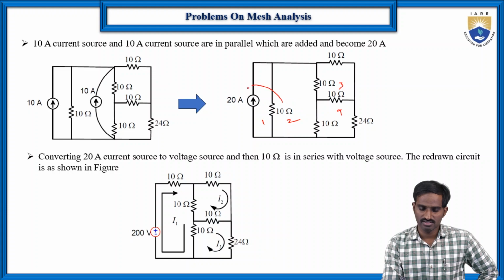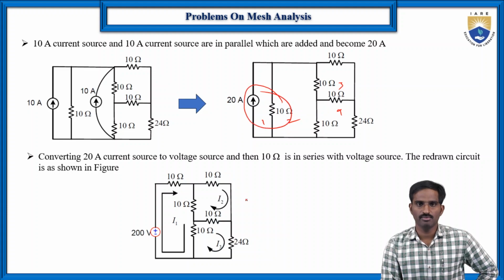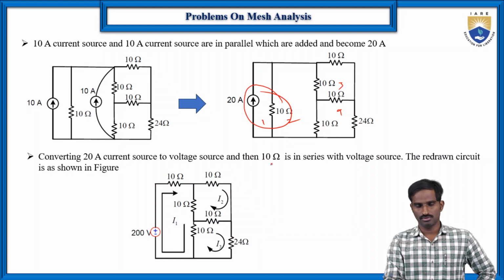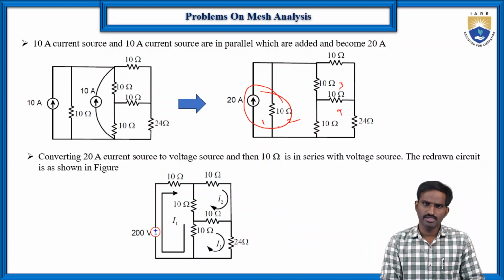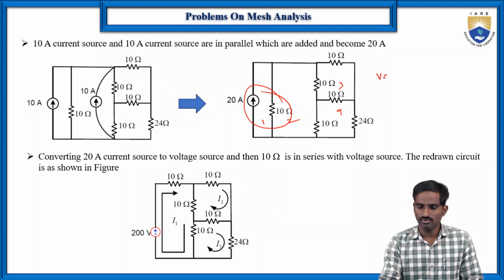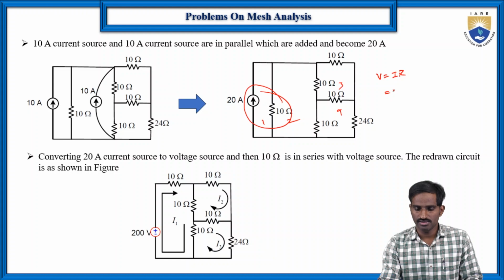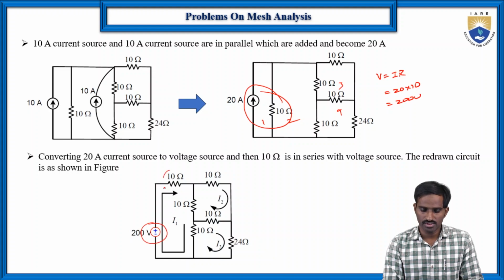Now let us see, is there any possibility to reduce this network again? Of course, this current source can be converted into a voltage source. So how can we convert this current source into a voltage source? Again V is equal to I into R, the same way, in reverse, like in the previous case. Here I is equal to 20 and R is equal to 10, so it is 200 volts. So that is how we get the 200 volts and 10 ohms.